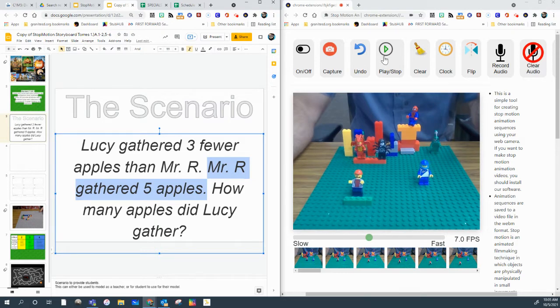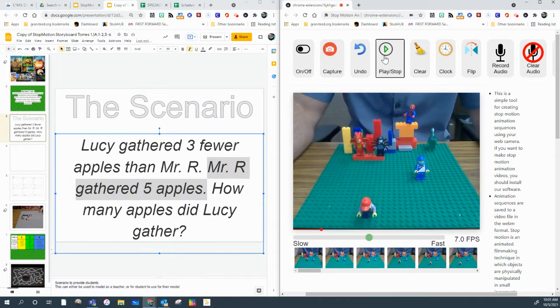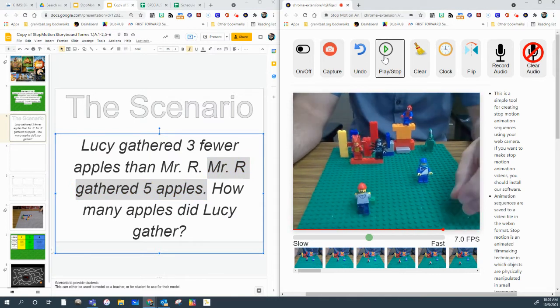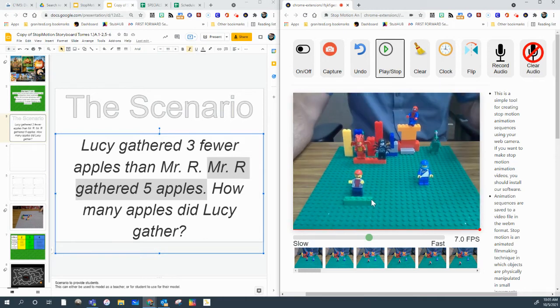Okay, so I'm going to press play and I want to play that out. There he is. He gathers 2 at a time. And then the last one, he has to gather 1. And there he is. He's gathered 1, 2, 3, 4, 5 apples. Okay, so now how did I do that? I'm going to model how I did that with Lucy right here.